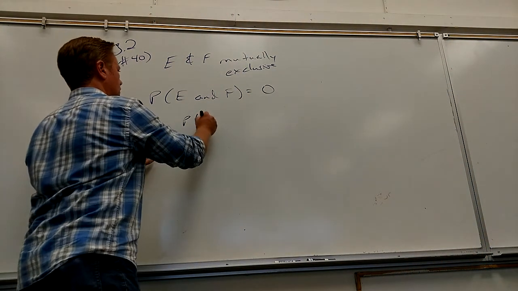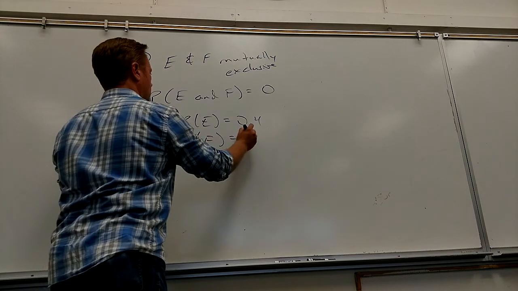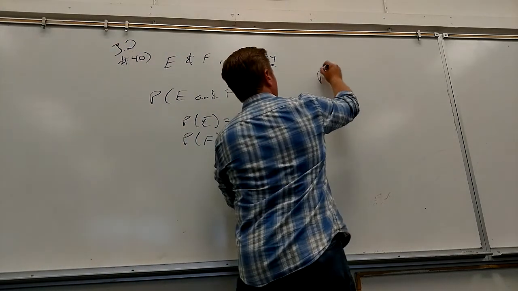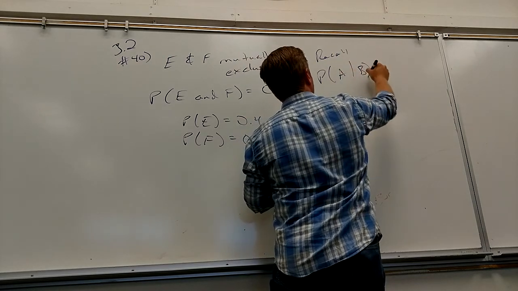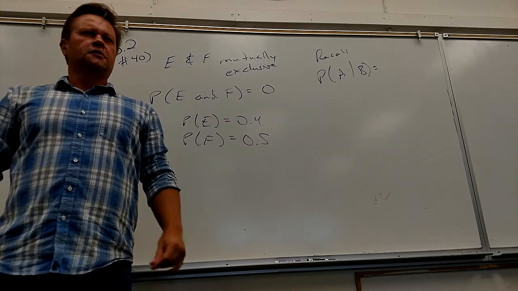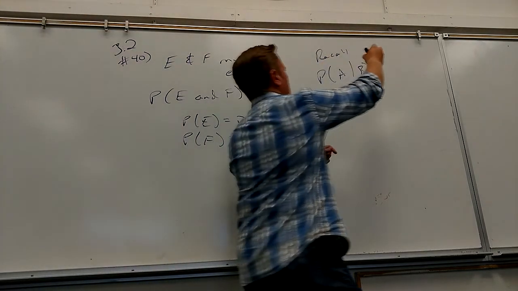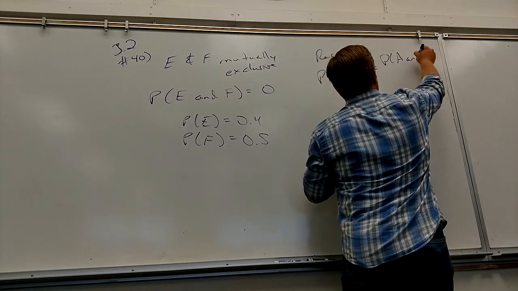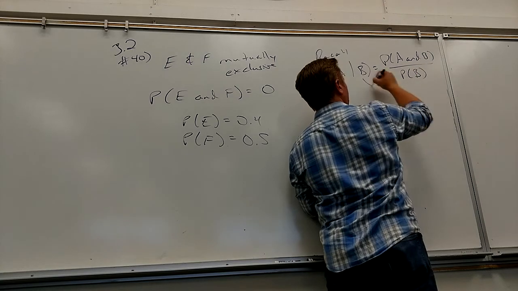The probability of E is 0.4. The probability of F is 0.5. And recall, what's the probability of A given B? Who knows that formula? Or can look it up real quick, because I don't make you memorize them. Probability of A and B over the probability of B. Good. The given has got to go on the bottom.